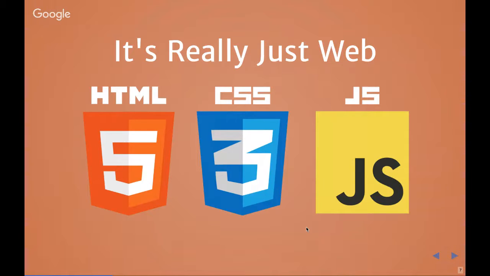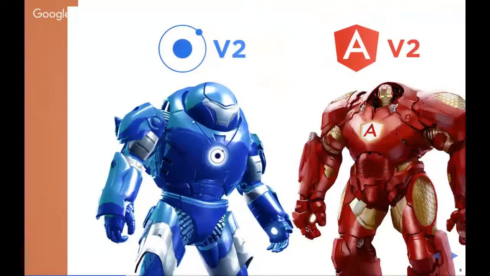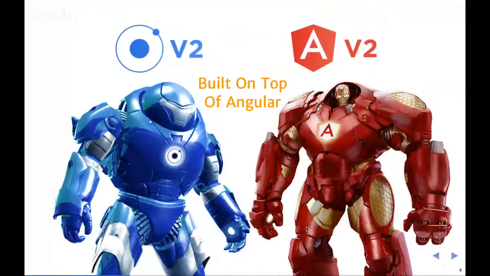So how about if we could create mobile applications with HTML, CSS, and JavaScript, and we don't have to create new code? We can just use the same code we use for our web application to create mobile applications. Isn't that awesome? Exactly. So yeah, Ionic is the framework that brings that. And Ionic is built on top of Angular, and I will explain that in a bit.